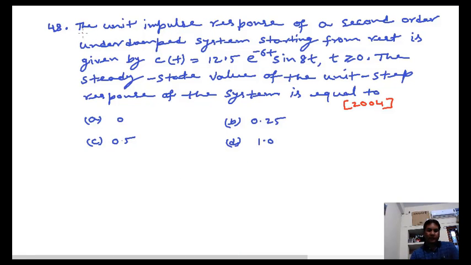The next question: the unit impulse response of a second order underdamped system starting from rest is given by c(t) equal to 12.5 e to the power minus 6t sin 8t, for t greater than or equal to 0. The steady state value of the unit step response of the system is equal to. There are four options given: A, B, C, and D. This question was asked in GATE 2004. So let us see which of the given options is correct.